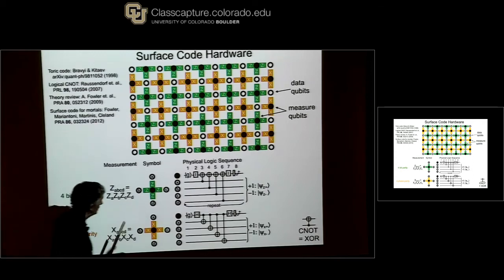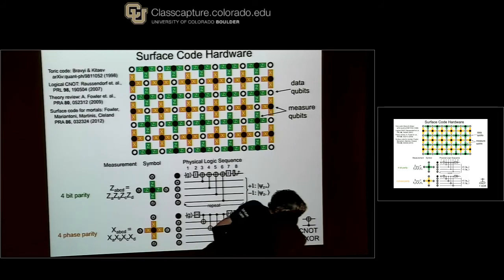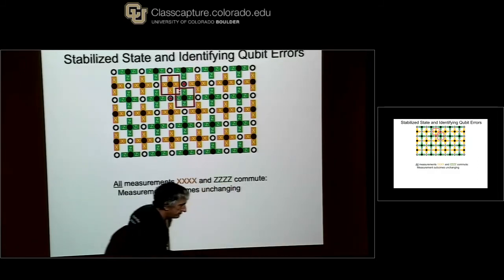So how does it work? Okay, you want to know how it works.